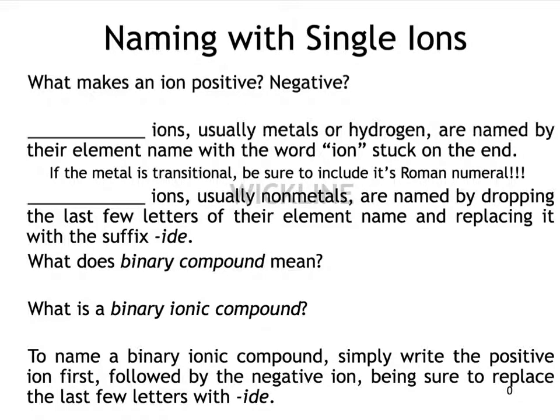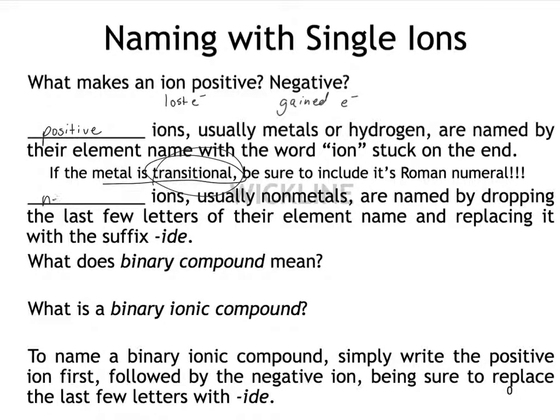So when an ion is positive or negative, it just has to do with whether it has gained or lost electrons. And the positive ions are usually the metals. Hydrogen is another one that can be positive, even though it's a nonmetal. And when we name them, the ion at least, we really just say the name of the element and then say the word ion at the end. If the metal happens to be a transition metal, however, then you would need to include its Roman numeral.